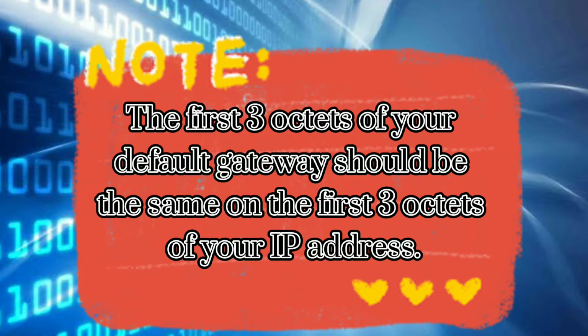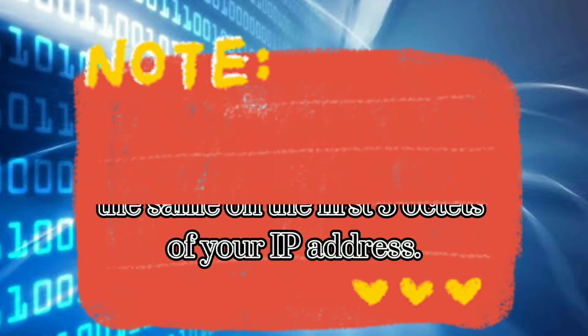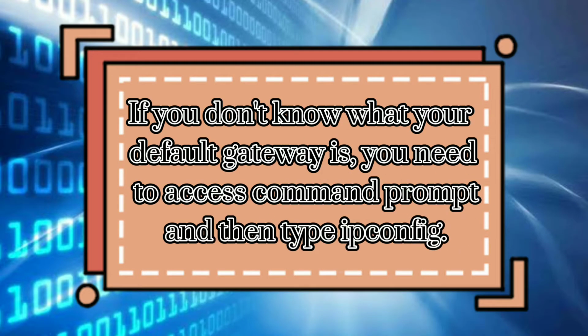Remember, the first 3 octets of your default gateway should be the same as the first 3 octets of your IP address. If you don't know what your default gateway is, you need to access command prompt and then type ipconfig.